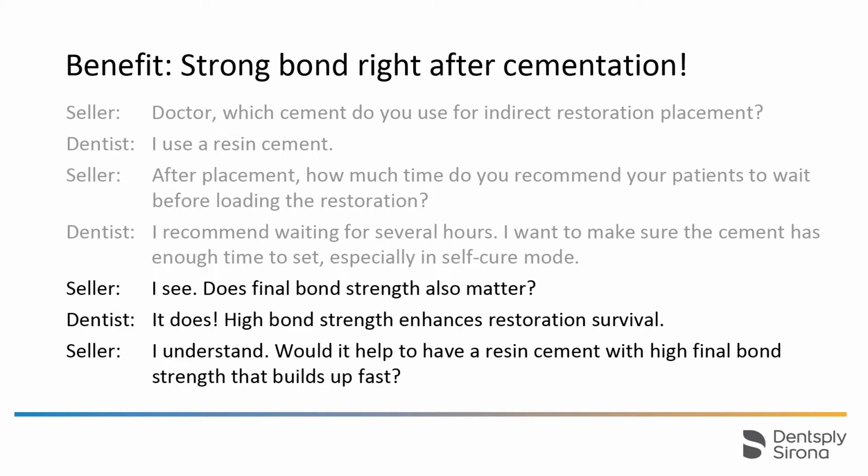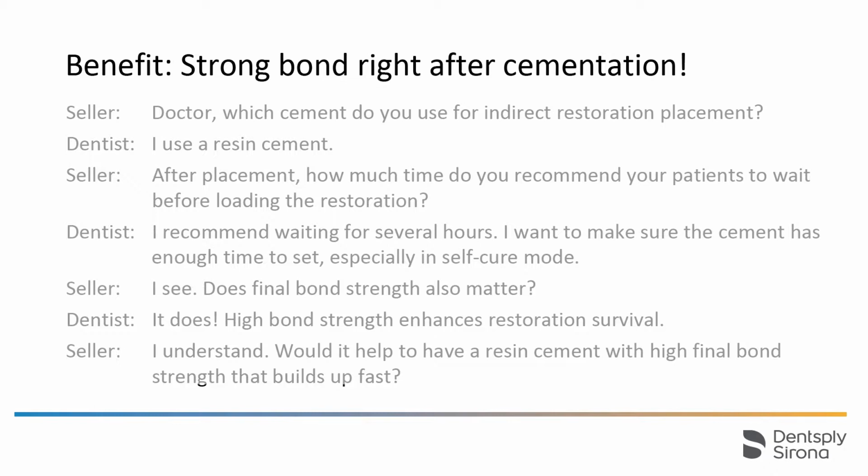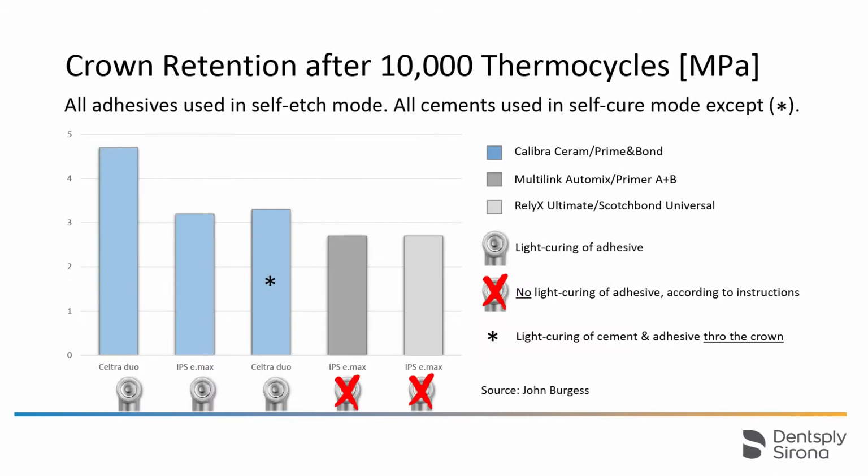I see. Does the final bond strength also matter? It does. High bond strength enhances restoration survival. I understand. Would it help to have a resin cement with high final bond strength that builds up fast? Faster buildup of bond strengths is one thing. Guaranteeing it long-term is another matter. An efficient cement should not only produce a reliable bond initially, but ensure it long-term.